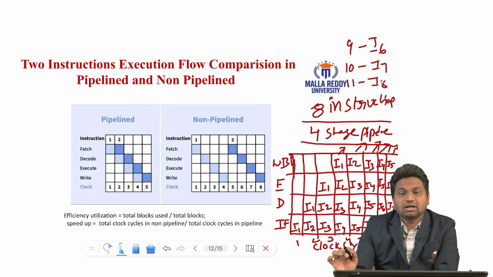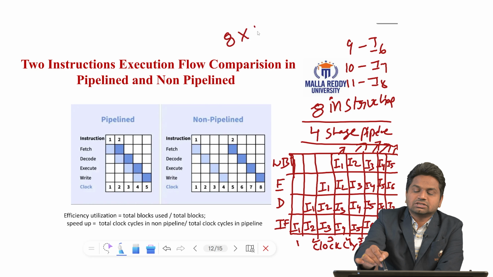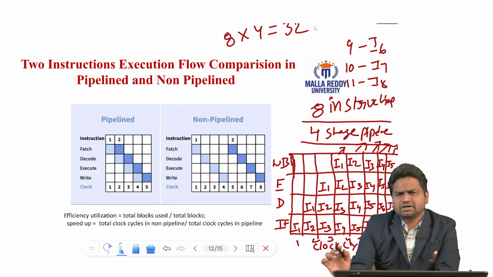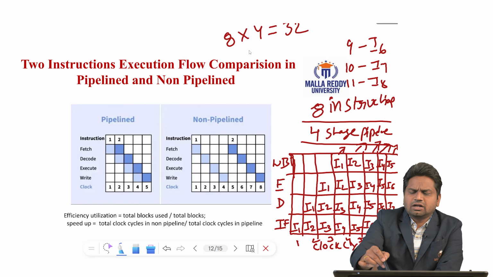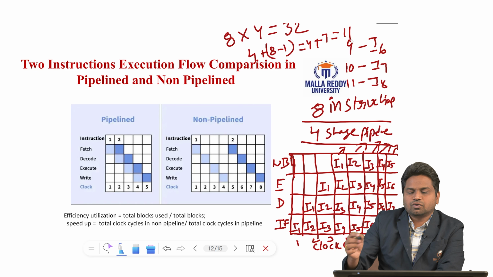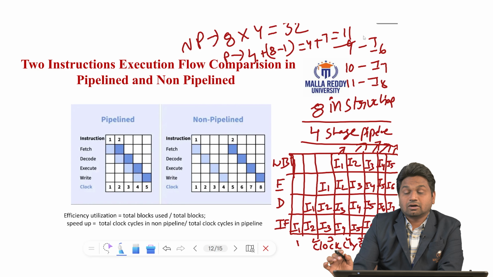So while coming to the execution of these 8 instructions in non-pipeline, how much time is it going to take? Observe here, 8 instructions with 4 stages, 32 clock cycles. But in pipelining, 4 stages plus n minus 1, 8 minus 1, which is 7. So 4 plus 7 is equal to 11. So with non-pipelining we take 32 clock cycles, and in pipelining we take only 11 clock cycles. So how huge the difference is.